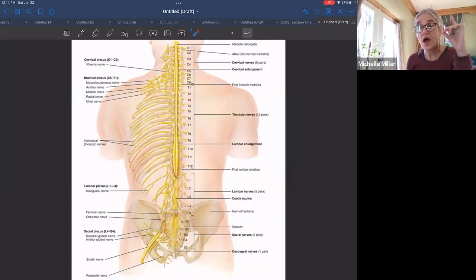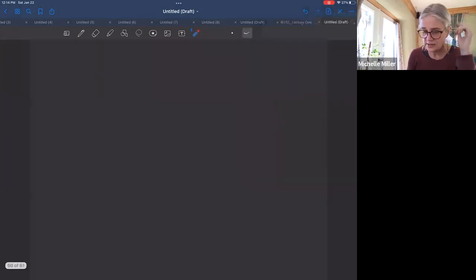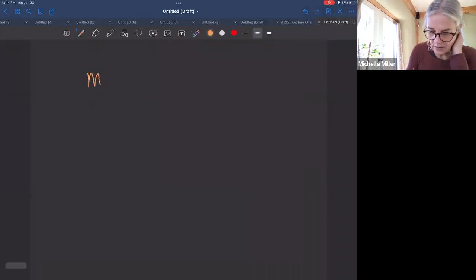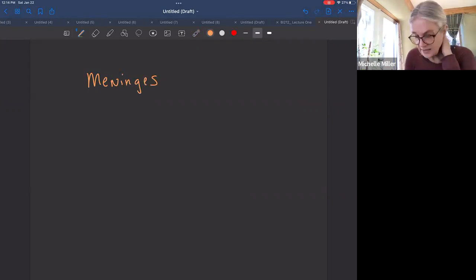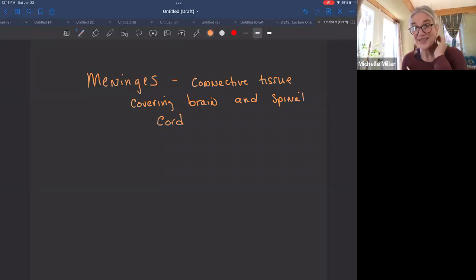Now, our spinal cord and our brain have what are called meninges. So we're going to talk about these meninges. So the meninges are connective tissue covering the brain and the spinal cord. Okay, so these meninges, there's 3 layers. The outermost layer is what is referred to as the dura mater.